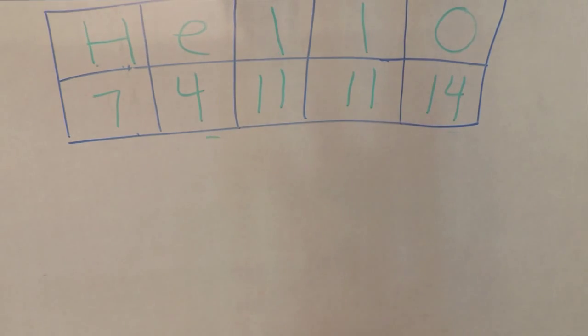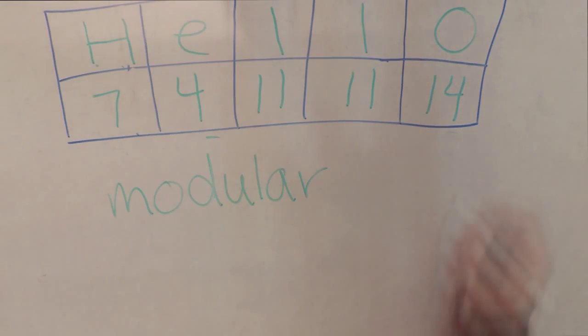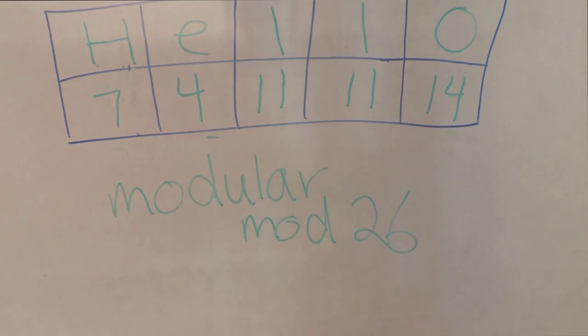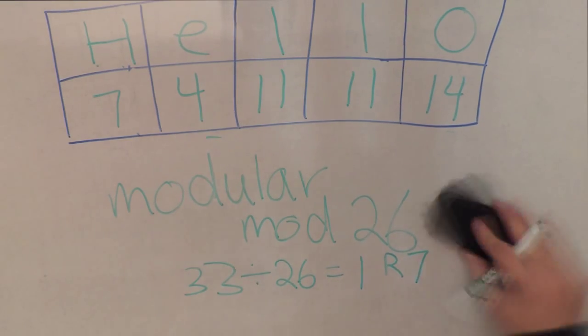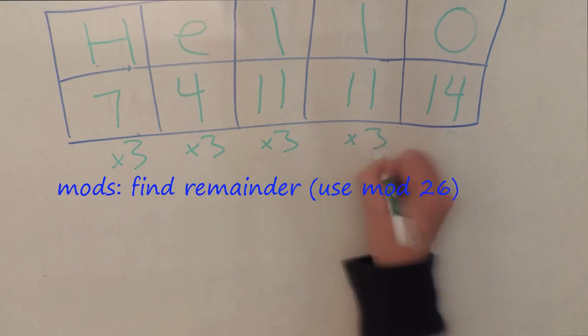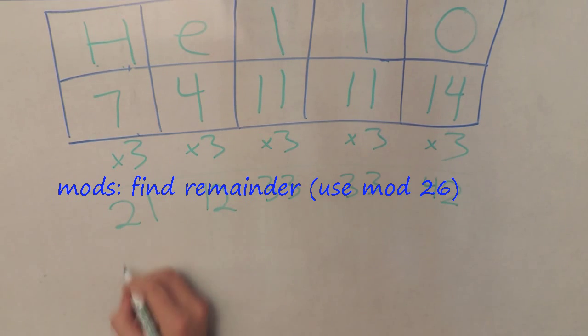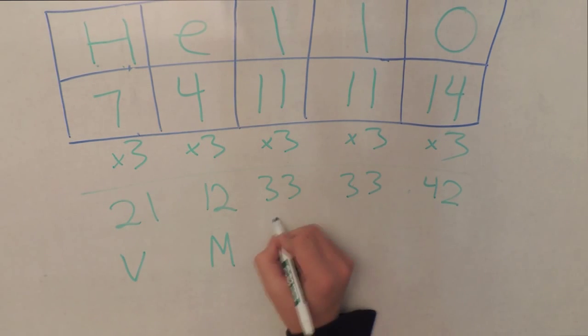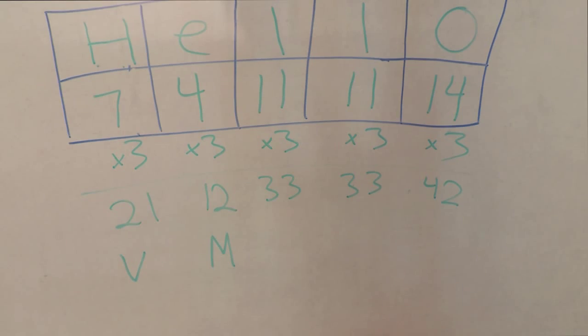When this occurs, you use what is called modular, or mods. The Caesar cipher uses mod 26, which means that you would divide the number by the mod value, in this case 26, and you would use the remainder. So if we multiply this again, 21 is V, 12 is M. If you divide 33 by 26, you get a remainder of 7, or H. And if you divide 42 by 26, you get a remainder of 16, or Q.